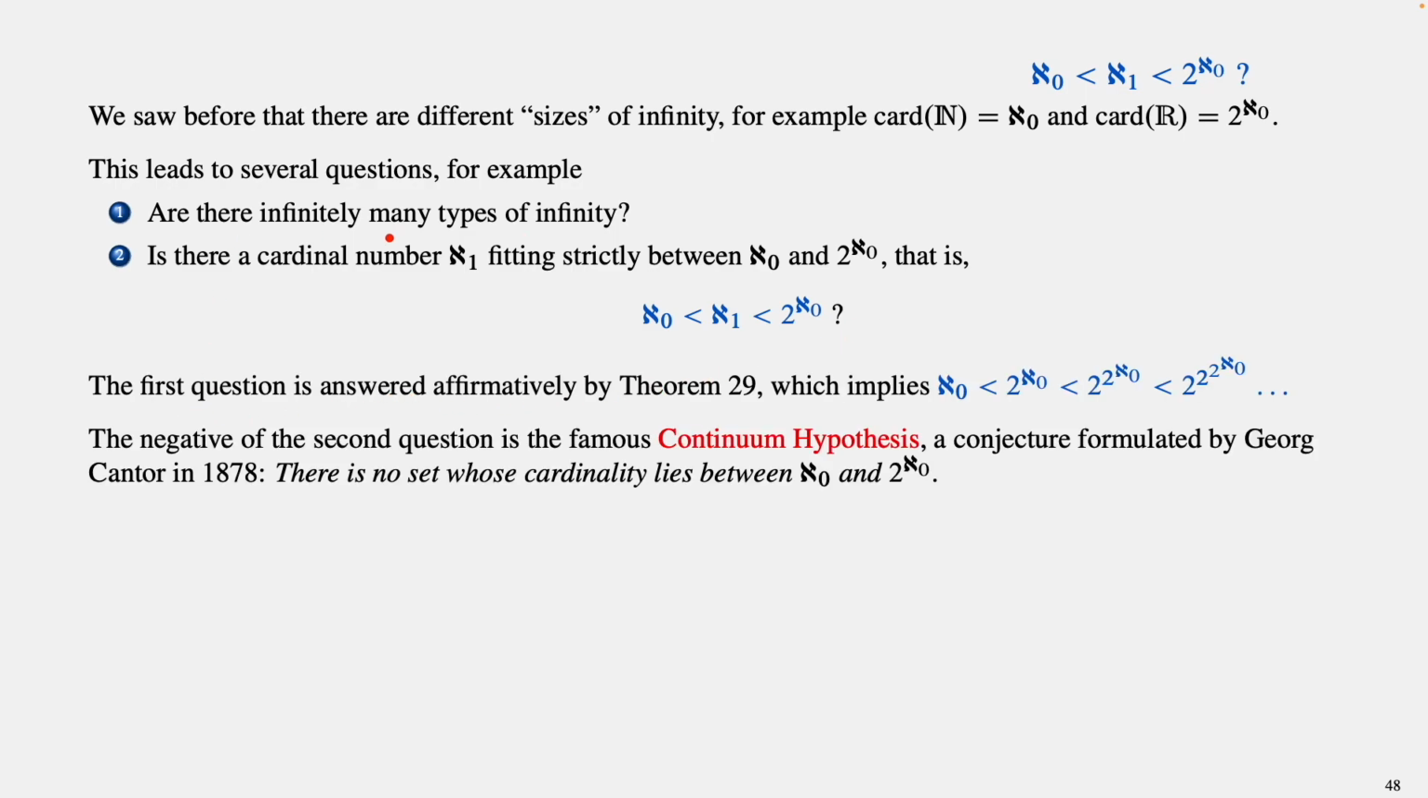And the first question is answered affirmatively by the theorem on the power sets that we just saw, because we can always get a greater infinity by taking the power set. So, for example, from aleph 0, we get a greater infinity by taking the power set of the natural numbers, which is 2 to the power of aleph 0. Then we could take the power set of that to get an even greater order of infinity, and then again the power set. And we can do this with any infinite set. So whenever we have an infinite set, we can construct sets with strictly larger orders of infinity.